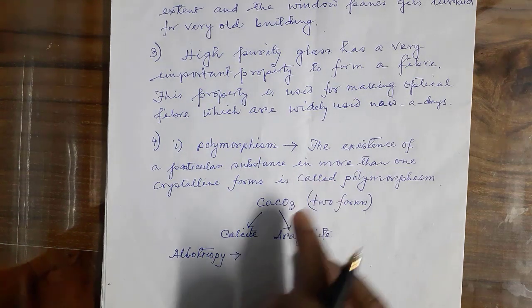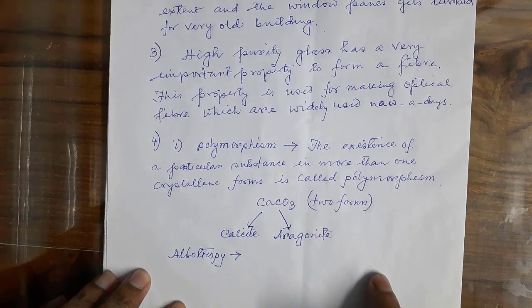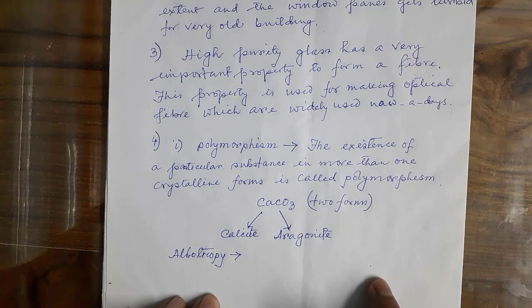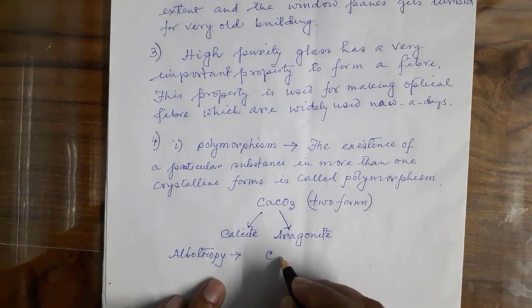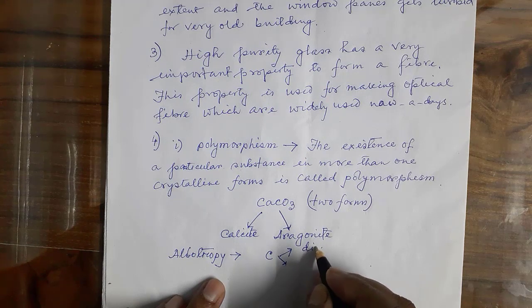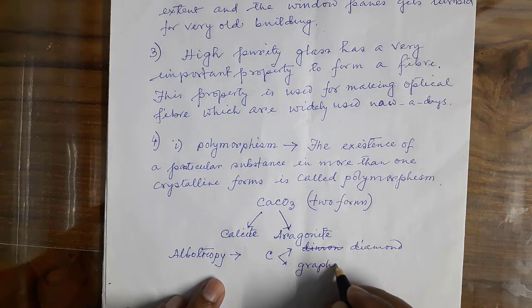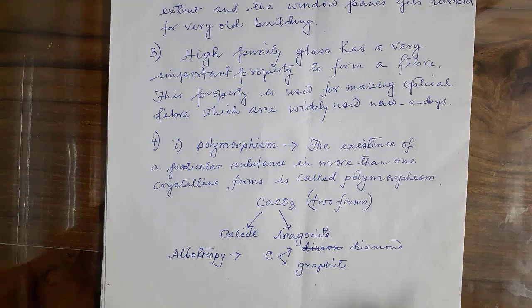So we can define allotropy as the existence of a particular element in more than one crystalline form is called allotropy. And different forms are known as allotropes. Carbon can exhibit the properties. Carbon shows allotropy in diamond and also in graphite. That is, diamond and graphite are allotropes of carbon.